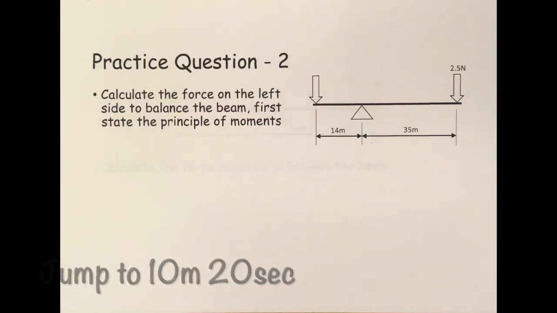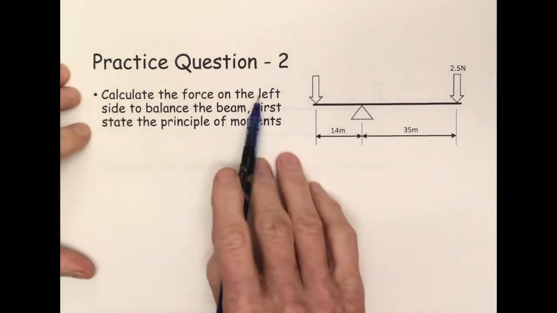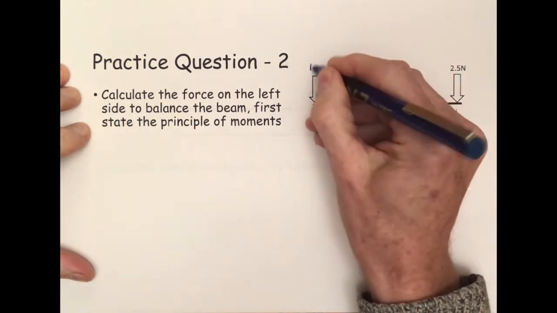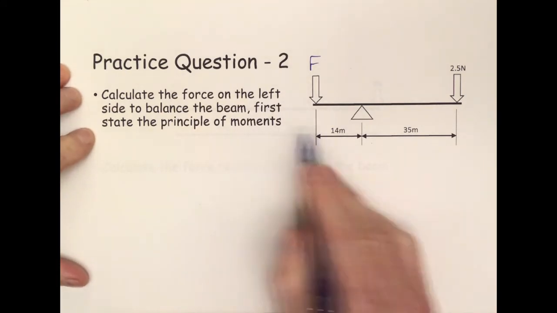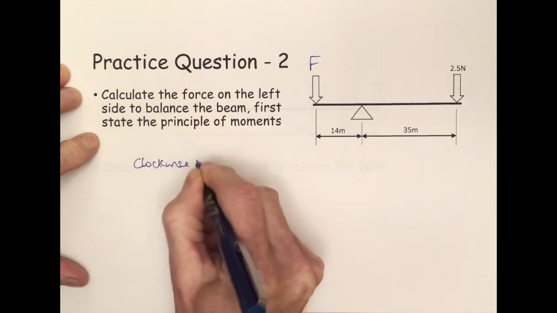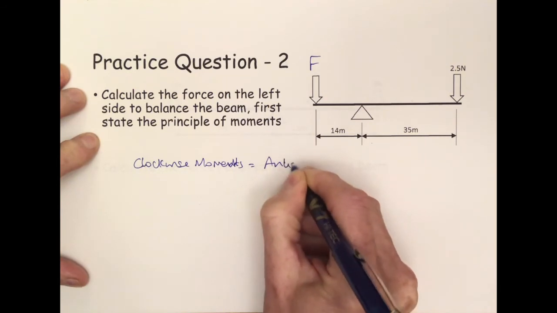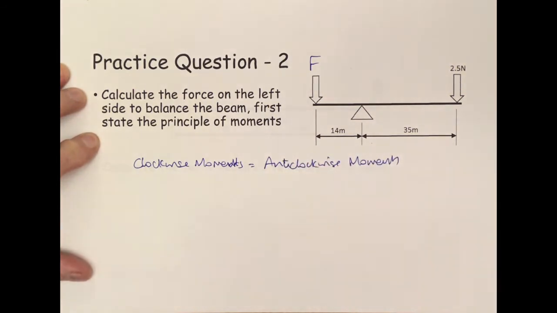Okay, so here we have practice question 2. So let's go through this. So calculate the force on the left hand side to balance the beam. So that's the force up here. First state the principle of the moments. The first thing to say then is clockwise moments equals anti-clockwise moments. In most exams you'll get a mark simply for stating that, even if you do nothing else. So let's go through it.